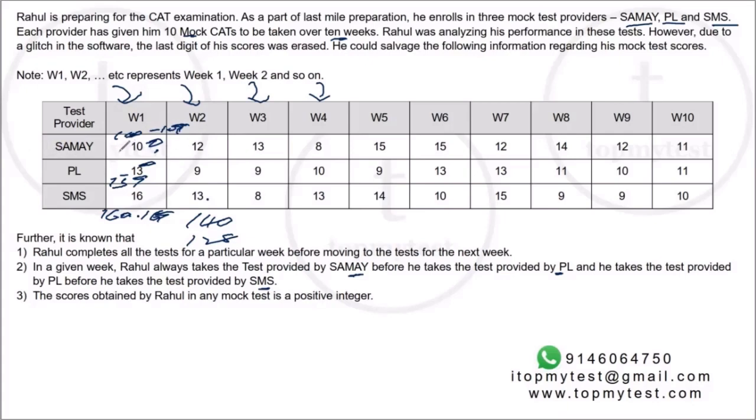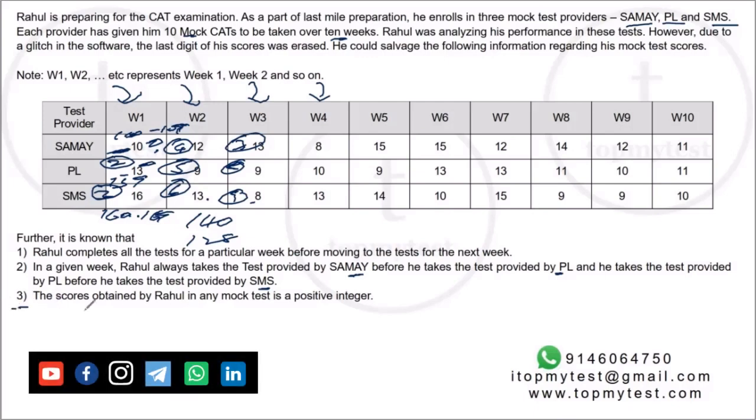So he'll first take this test. This will be the second test, this will be the third test, then this will be the fourth test, fifth test, sixth test, seventh test, eighth test, ninth test, and so on. So this is the order in which he is proceeding. And the last one says the scores obtained by Rahul in any mock test is a positive integer. Okay. Right, so that is what we have.